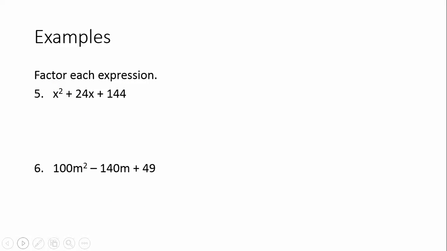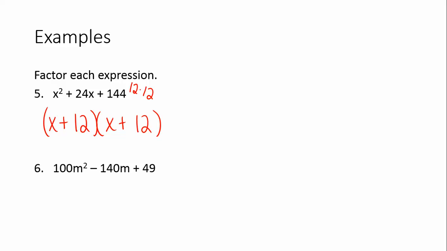We have x squared plus 24x plus 144. You might have to think for a second about what the square root of 144 is, or what number times itself is 144. Hopefully you're thinking 12 times 12. So it's going to be x plus 12 times x plus 12, or you can write x plus 12 quantity squared.